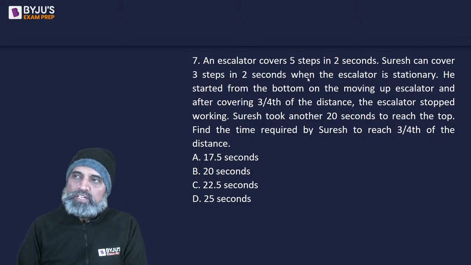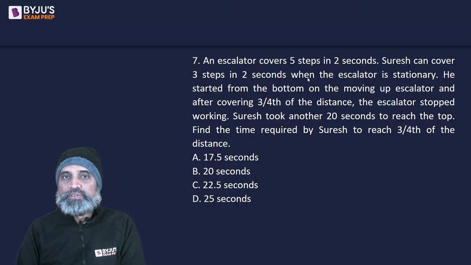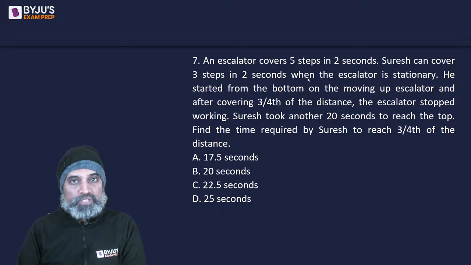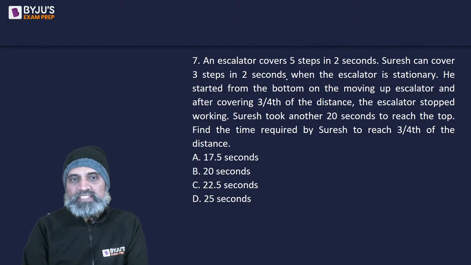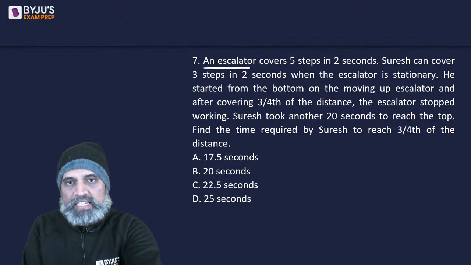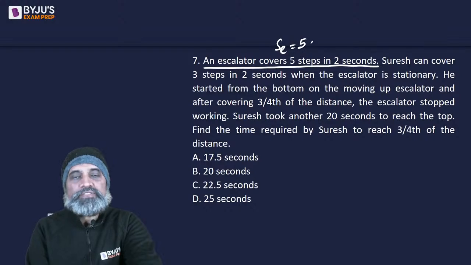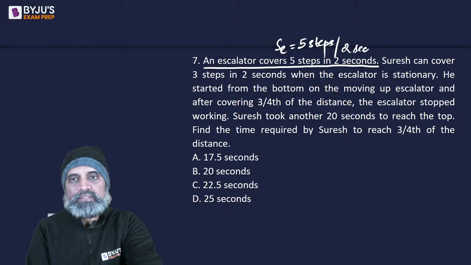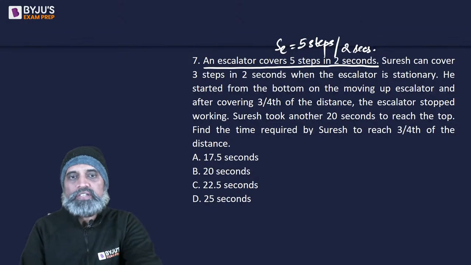Okay, questions based on escalators are not very easy to comprehend. You will have to practice a lot of questions and understand how things actually happen. So if you look at the first statement, it says an escalator covers 5 steps in 2 seconds. So this is nothing but the speed of the escalator given to us: 5 steps by 2 seconds, or 2.5 steps per second. 5 by 2 is 2.5, right?